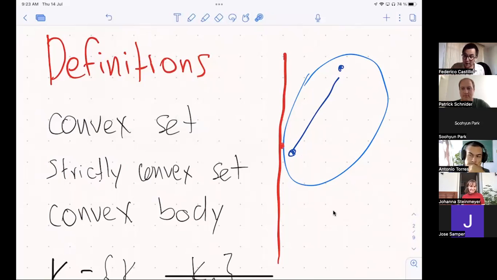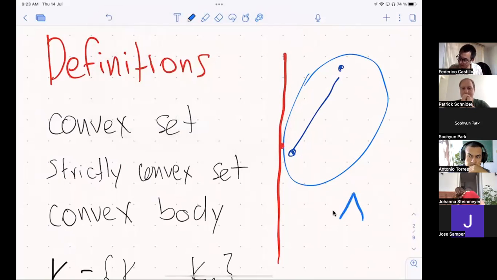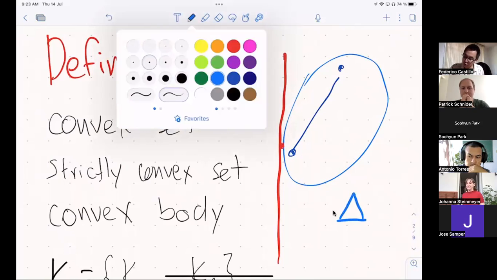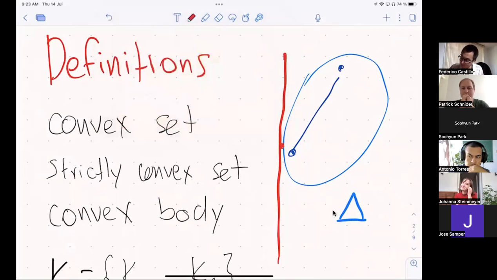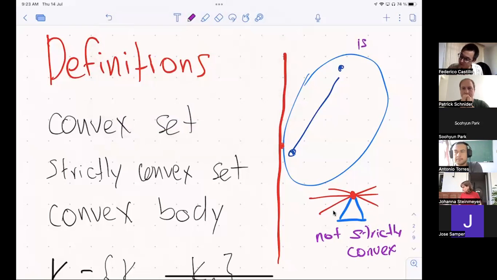A non-example is obviously polytopes. So if you have something like a triangle, at this point, which is a point in the boundary of the set, the set is convex, yes. Is it strictly convex? No, because you can draw several tangent lines, tangent hyperplanes. So this will not be strictly convex. And this will be, well, you have to draw it precisely. Of course, this is an ugly drawing that may not even be convex, but assuming it is an ellipse or something like that, it is strictly convex.